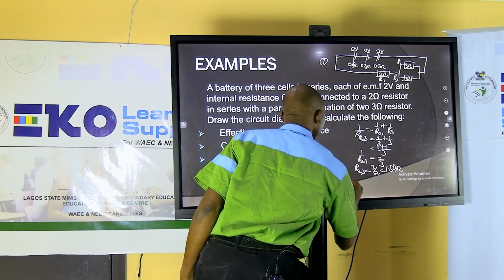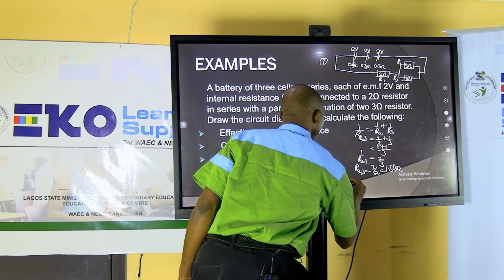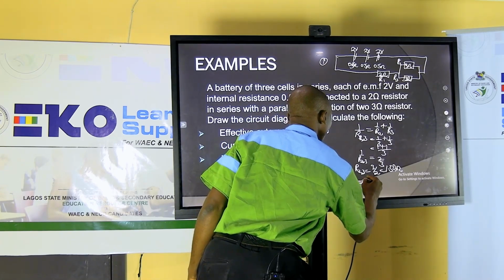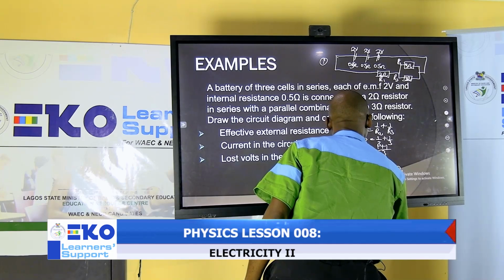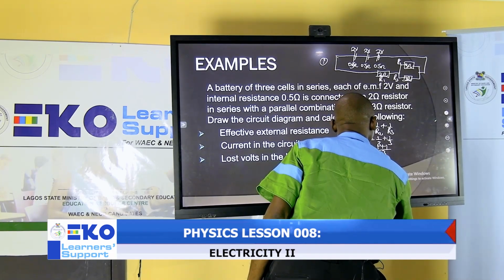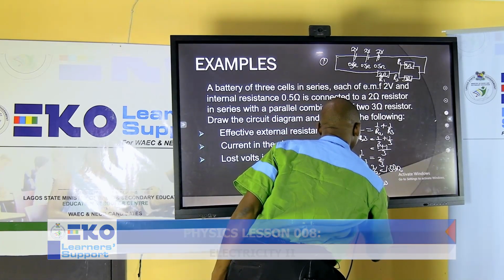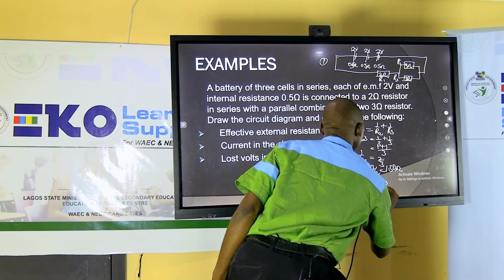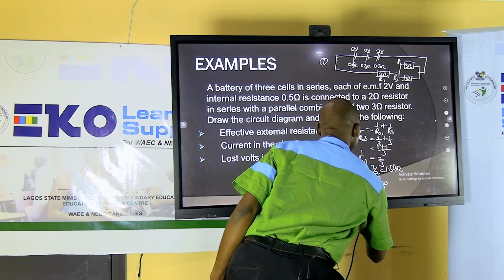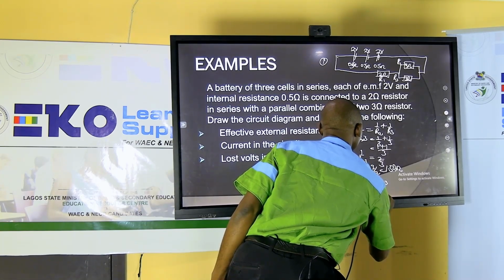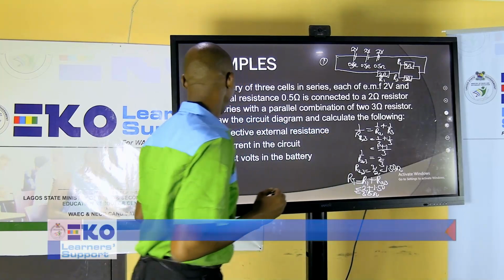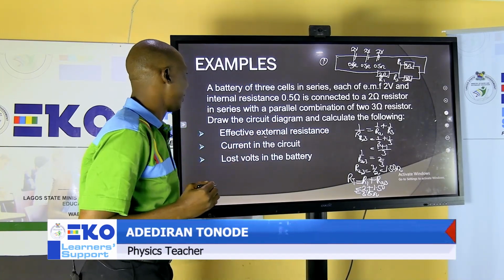So R1 and R2,3, which is my R total, equals my R1 plus my R2,3. What is my R1 here? That is 2 plus 1.5 ohms, and the answer is 3.5 ohms. So that is the answer, the effective external resistance.